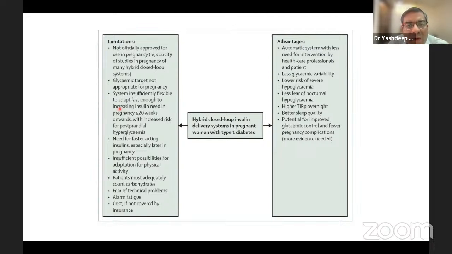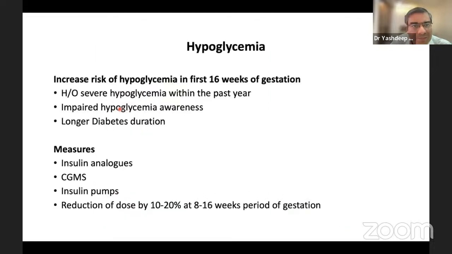But the disadvantage of the hybrid closed loop system in pregnancy is that pregnancy is a dynamic state. The requirements of insulin will keep changing as the pregnancy progresses. So the fixed algorithm may not work well during the pregnant state, especially as they move down the line in terms of period of gestation. And as they spend time closer to normal, there could be repeated alarm signals due to hypoglycemia, alarm fatigue, and technical issues that can come. So it's still in trial mode. We still don't have adequate data to support that hybrid closed loop system will be better in type 1 diabetes, but this is what is currently in process.